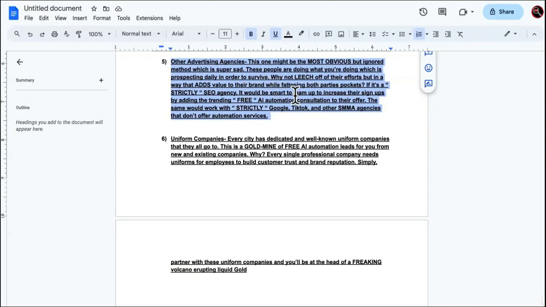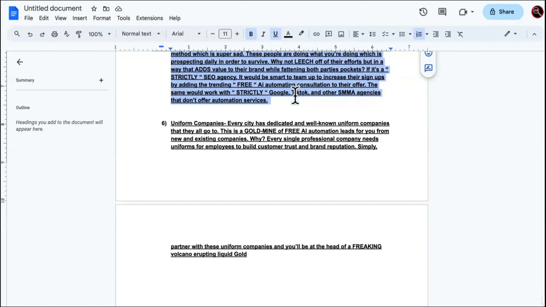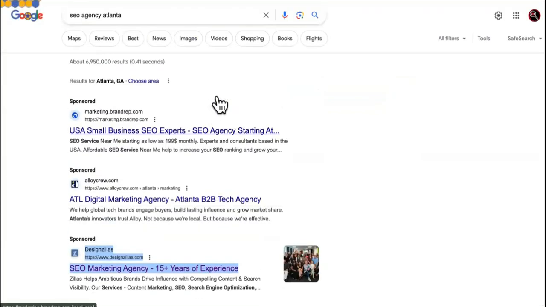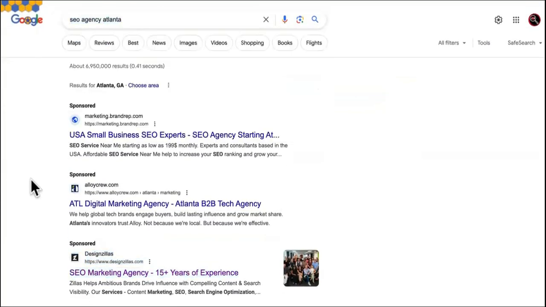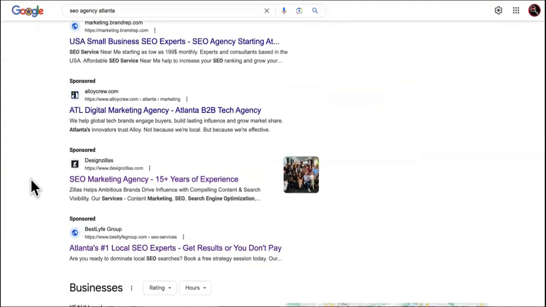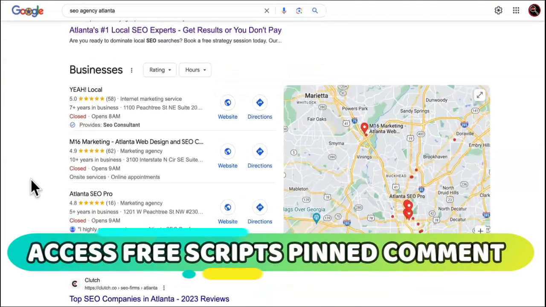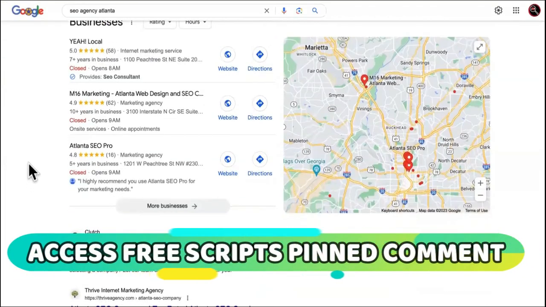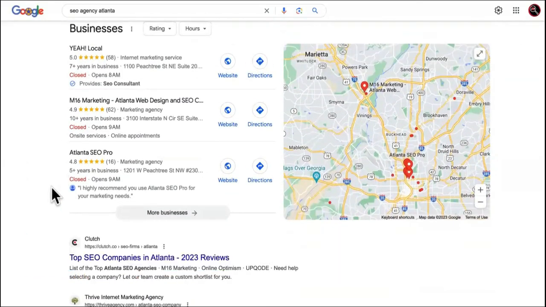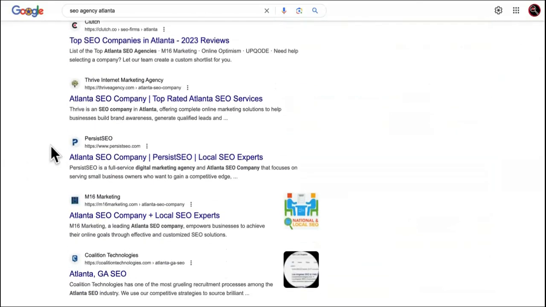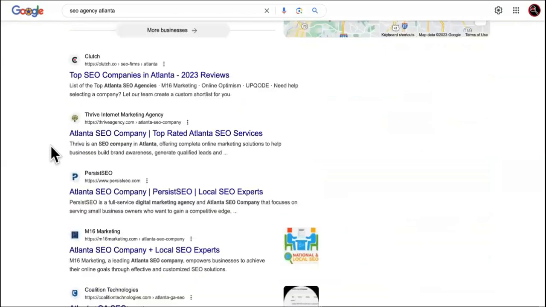So why not leech off of their efforts, but in a way that adds value to their brand while fattening both parties' pockets? If it's a strictly SEO agency, for example, you just Google SEO agency in your city, right? Maybe you guys aren't SEOs and don't know anything about SEO, but SEOs spend crap loads of money from their clients trying to rank them on the first page of Google.